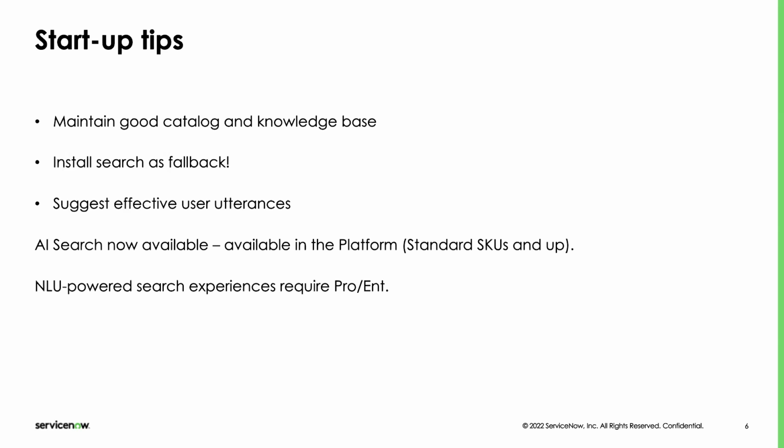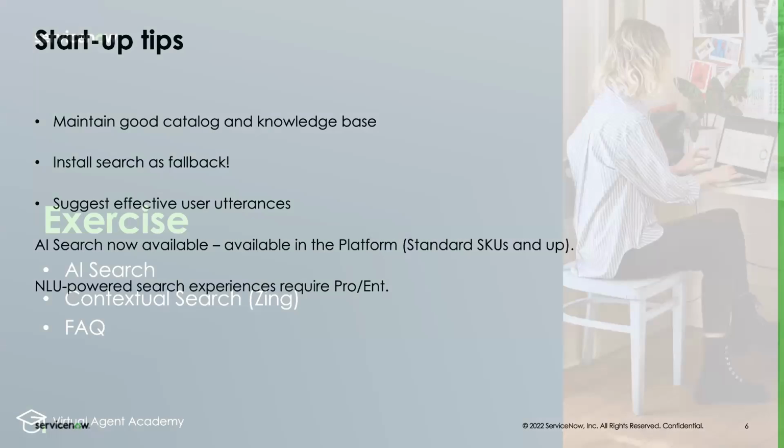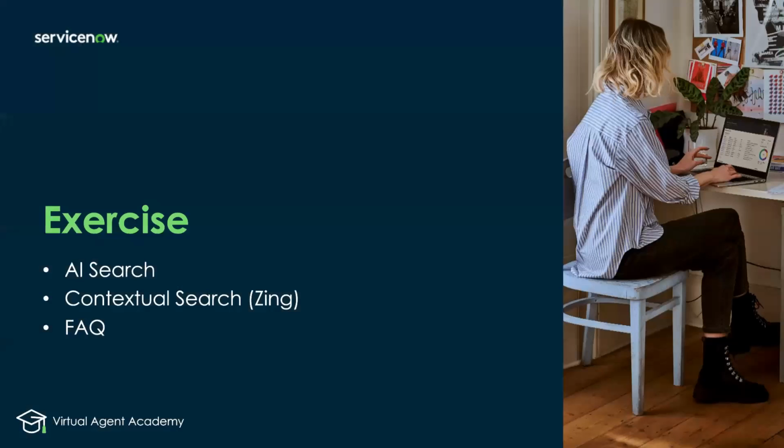All right. So today's exercise, we will cover three topics, maybe not in this order. We'll cover AI search, we'll cover FAQ because we haven't covered that before, and then if there's time, we'll cover contextual search, which is the oldest but still very reliable search experience. So before that, I'm going to launch a poll, and I hope this works. Hope Zoom does this well for me.